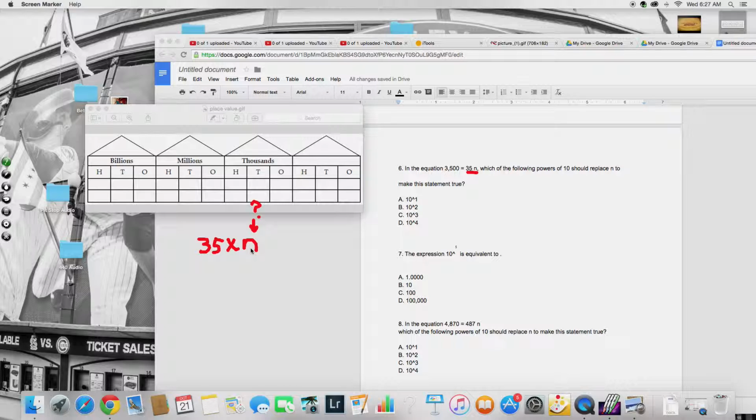And you've probably worked on this. I know you have worked on it in the past. We just haven't talked about it this year. So 35 times n. So which of the following powers of 10 should we place in? Now all this is saying, I had to type it in this way.